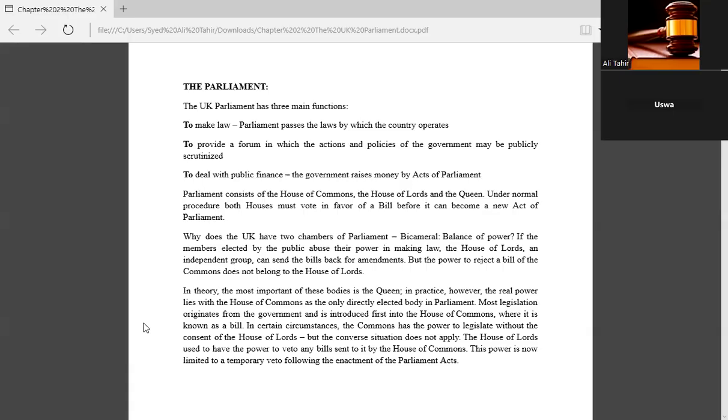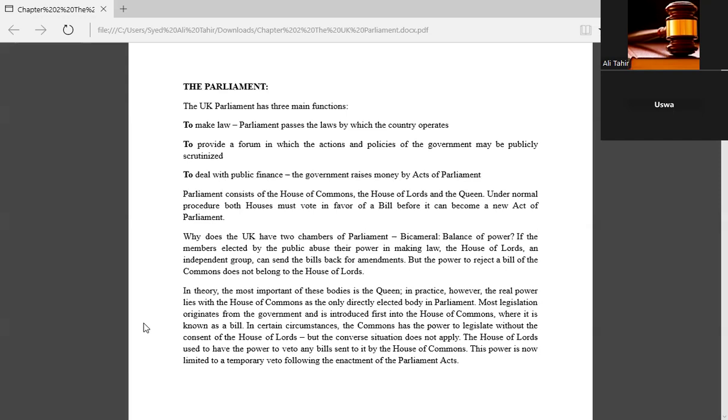Secondly, it will provide a forum in which the actions and policies of the government may be publicly scrutinized. How does that happen? Well, you directly vote for the MPs that sit in Parliament in the House of Commons, while the House of Lords provides oversight and scrutiny as a permanent house.